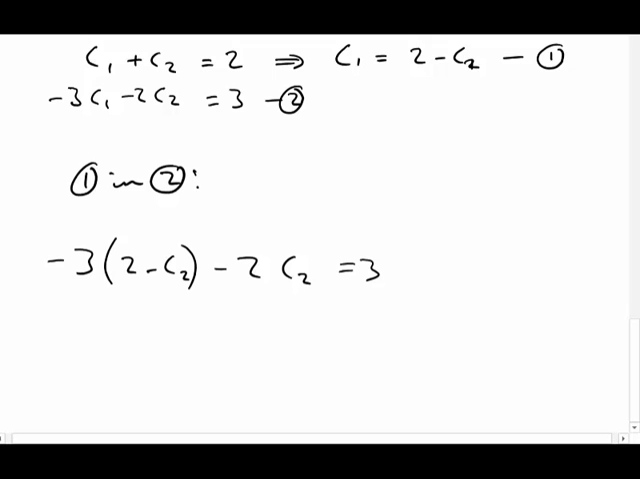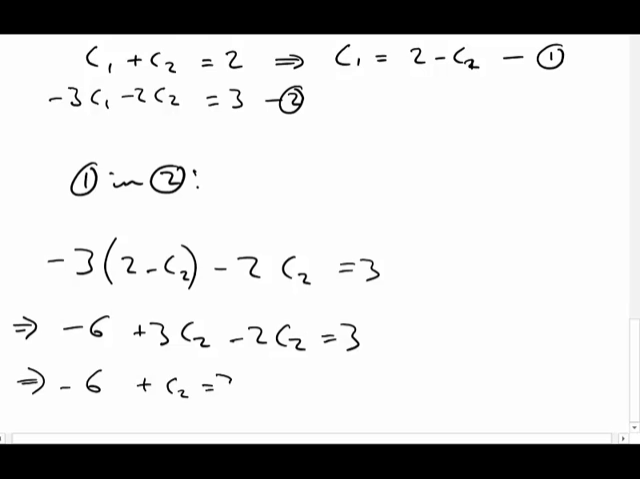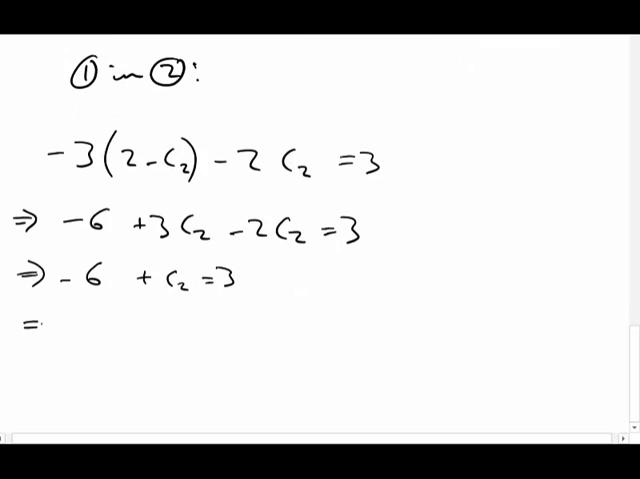Right, so now let's try and expand this out to find what C2 is. This is going to become minus 6 plus 3C2 minus 2C2, and that should be equal to 3. Let's do a little bit of collecting like terms. So I end up with minus 6 plus C2 equals 3. Let's leave the C2 there and take the minus 6 to the other side. It's going to be 3 plus 6, which of course is 9. So I know that now C2 equals 9.